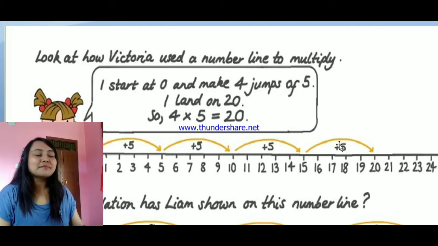So 4 times jumping 5 steps forward results in 20. And hence on the number line also we concluded, because starting from 0 we have jumped and ended up at 20. That means both the number line and the calculation are correct.